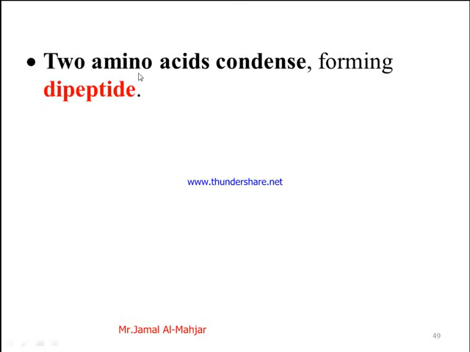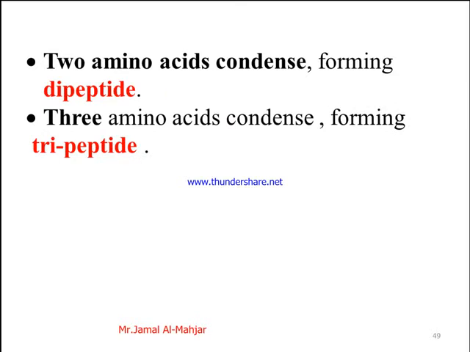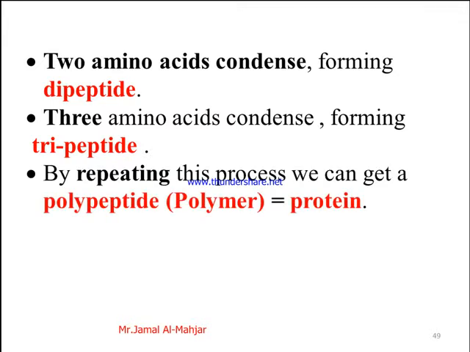Okay, now if you have two amino acids, condensing forms what? Yes, a dipeptide. Is it a protein? Up to now, no. If we have three amino acids, yes, it gives us what? Tripeptide. If you have many amino acids, from 50 to 5,000, in this case we call it proteins. So by repeating this process, we can get a polypeptide.